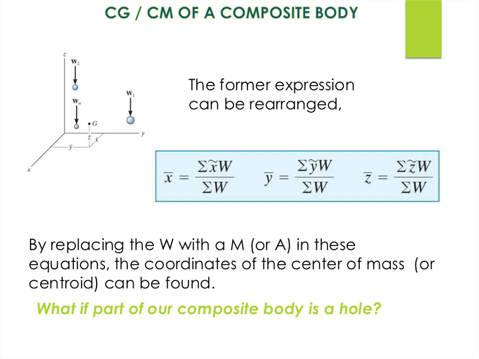Just as we would find the center of gravity or center of mass of a composite body, let's say we have these discrete masses at certain locations, we would take their x, y, and z coordinates times their weight and then divide by the total weight. We would do something similar if we're finding centroids of areas. And if one of the pieces is a hole, again, that value, whether it be weight or mass or area, would be negative.